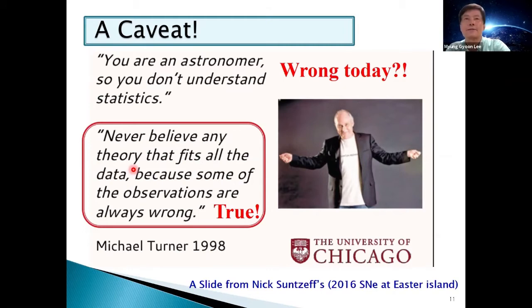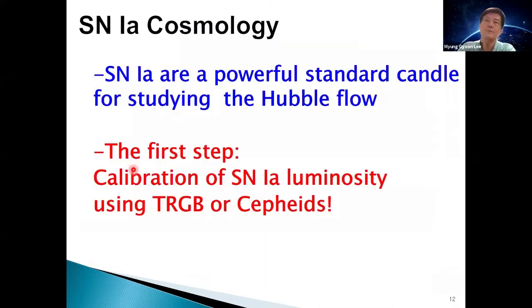And the second comment is, never believe any theory that fits all the data, because some of the observations are always wrong. I think it's still true. So we have to be careful when we are dealing with any value based on modeling or theory. Anyway, so, Type Ia supernova cosmology.